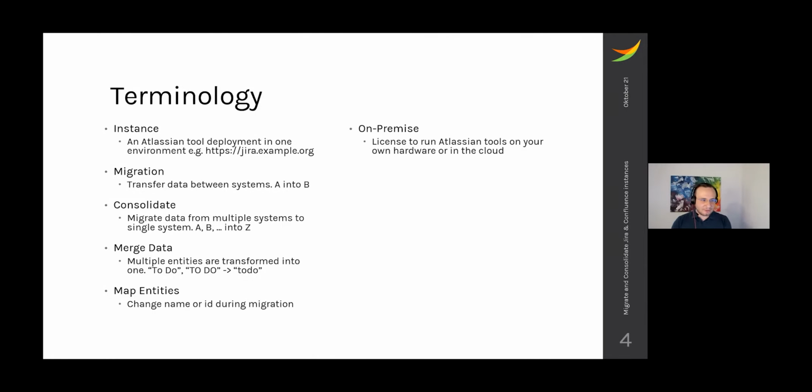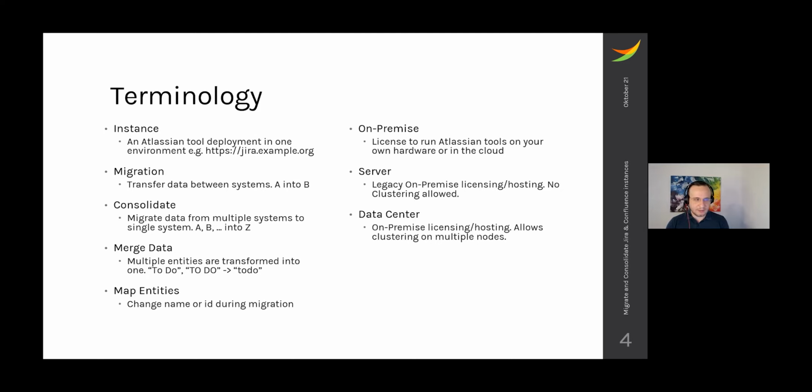Then some licensing terminology. When we talk about on-premise, we talk about systems running on your own hardware or running in AWS, Azure, or something like that. So often I hear customers talking about cloud migrations, but they still use on-premise licenses. Server was the old licensing model from Atlassian, where you only were allowed to run one cluster node. This was discontinued some time ago. I don't remember the year. Yeah, this year. Then there's Data Center, which is not discontinued. It's more expensive than Server, but also runs on multiple nodes.